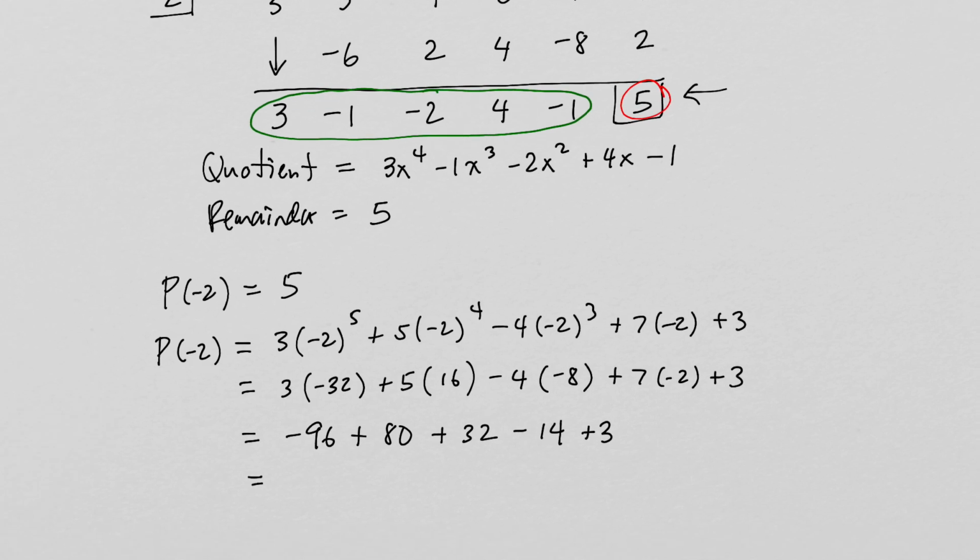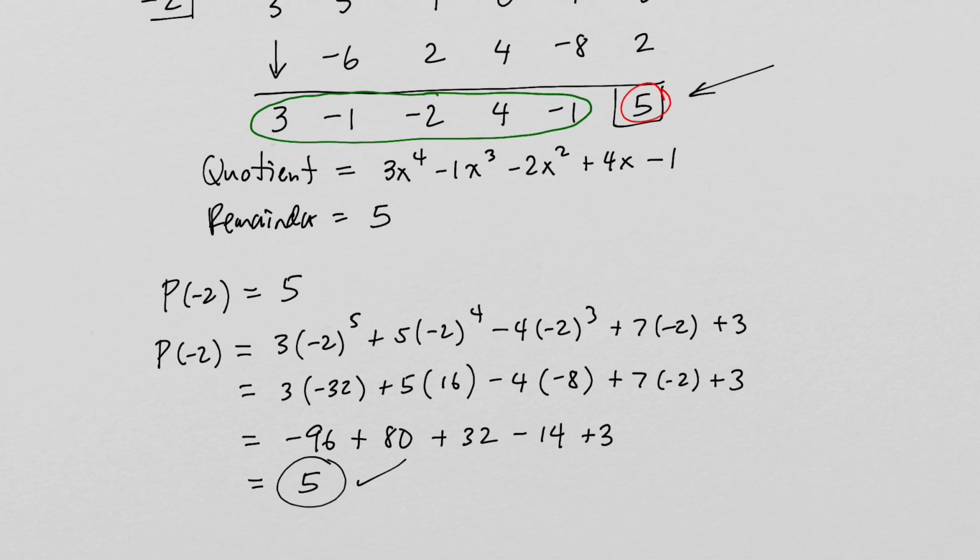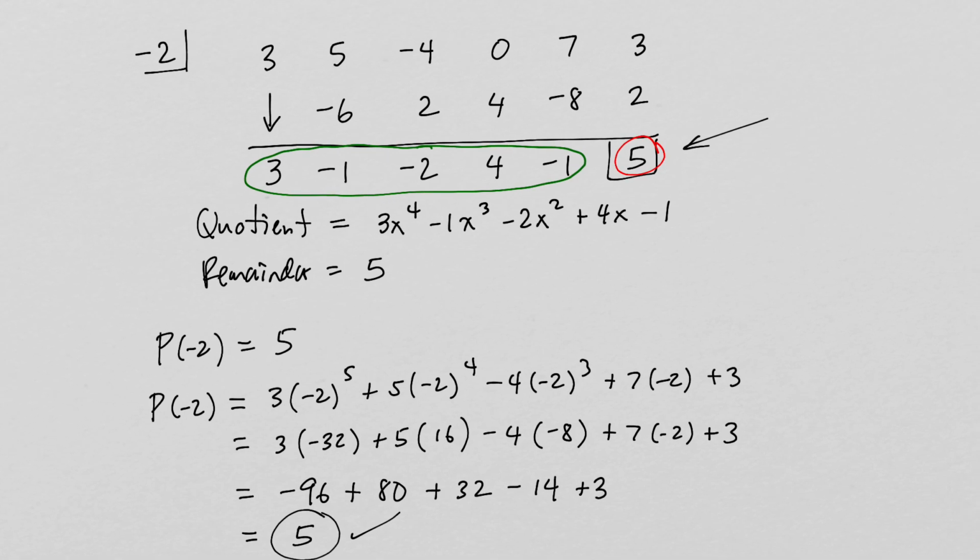And now if you add this up, negative 96 plus 80 is negative 16. Negative 16 plus 32 is positive 16. 16 minus 14 is 2, and 2 plus 3 is 5. So I hope this makes you believe that indeed the remainder that you have here is equal to the function value p of negative 2. Now, why is this useful? Well, because when you get used to this, the synthetic division process is much easier than doing this work here.